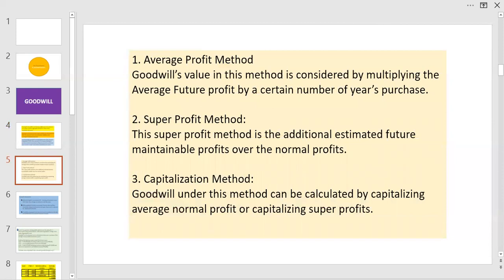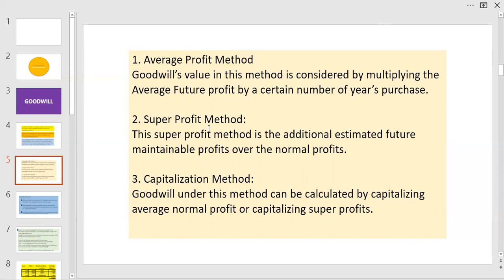There are a few methods of calculating goodwill. In the average profit method, goodwill's value is calculated by multiplying the average future profit by a certain number of years. This can be a simple average or weighted average.